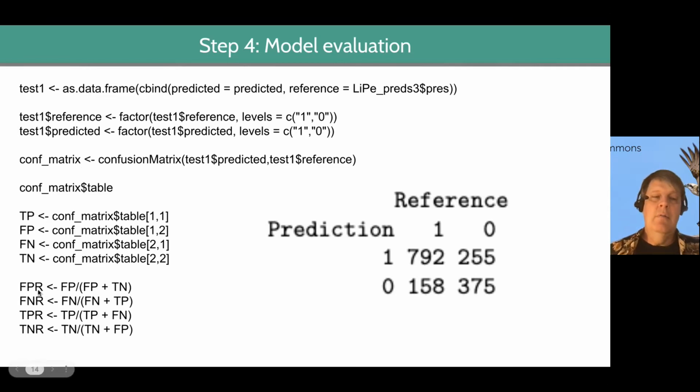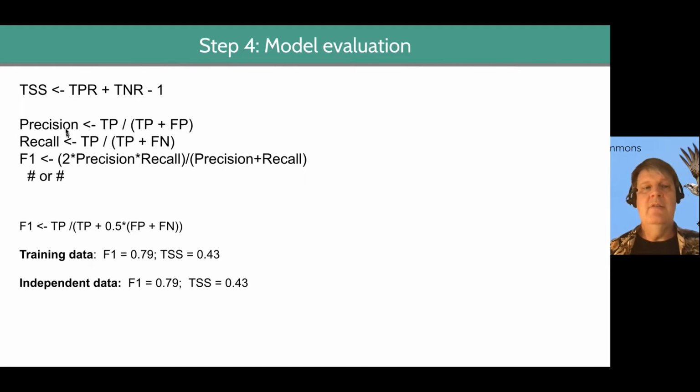And then we're calculating the false positive rate, the true negative rate, using those numbers. So it looks like a lot of code, but all it's doing is taking those 4 numbers out and then rearranging them. And we do that for TSS, we do that for the F1 statistic, and we can do that for the training data.